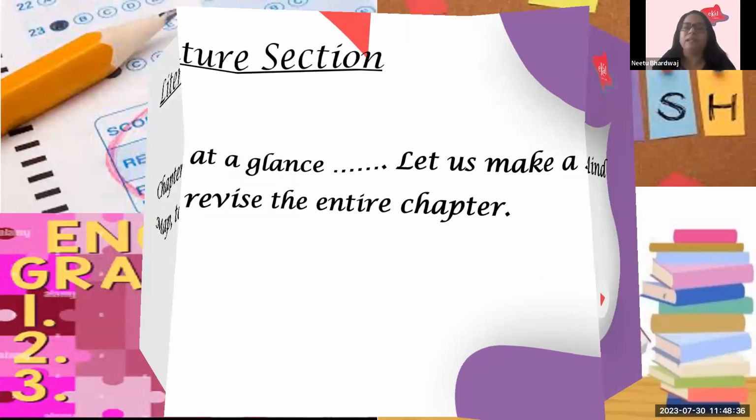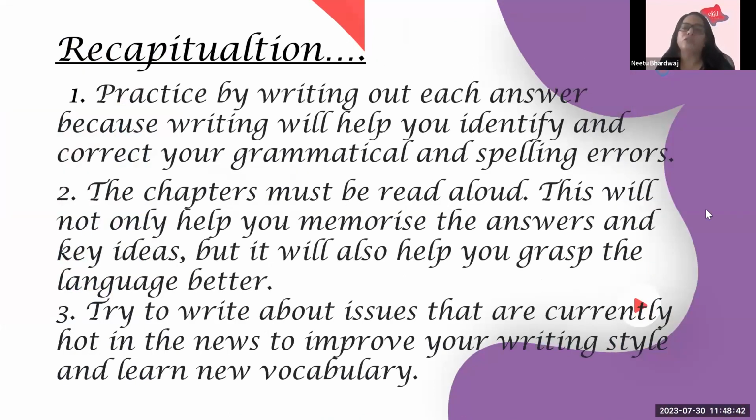Let's go for a recapitulation and then we can have one last activity. Now, recapitulation for the entire thing. Practice by writing out each answer. You need to practice them at least two times. When you read your textbook, see that you learn your answers and practice writing them two times. You will be able to learn them automatically.